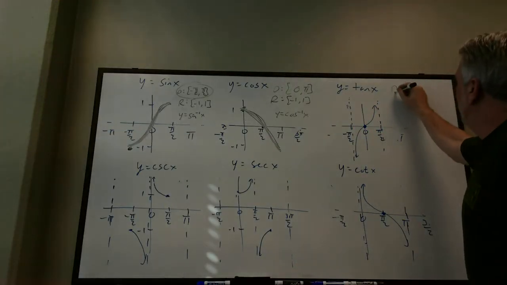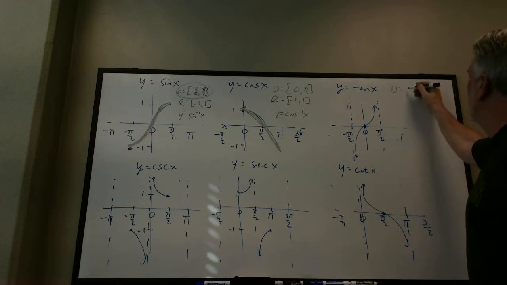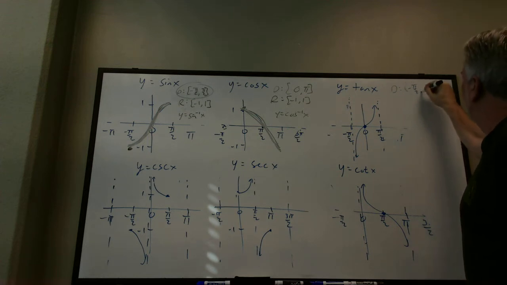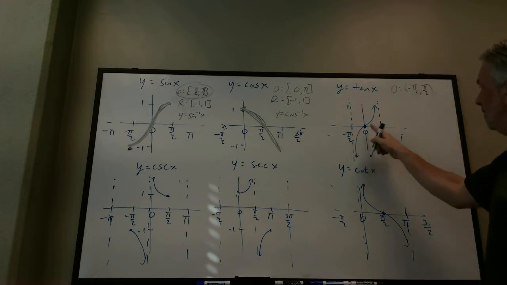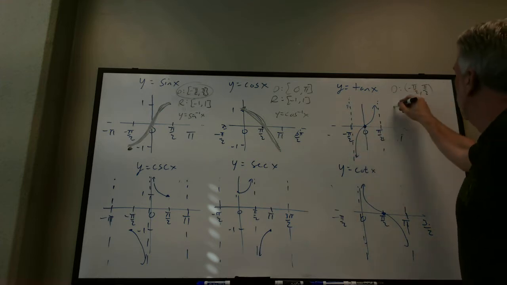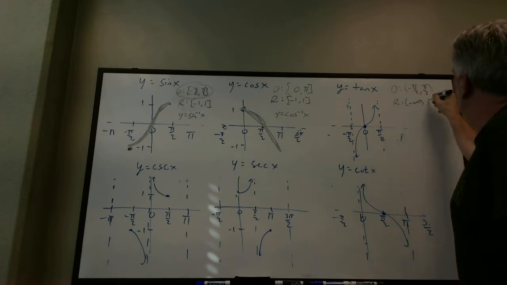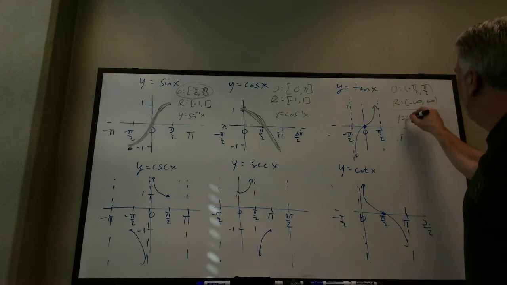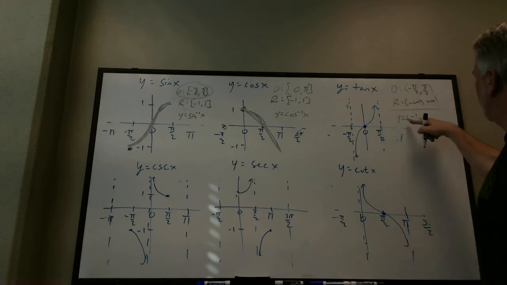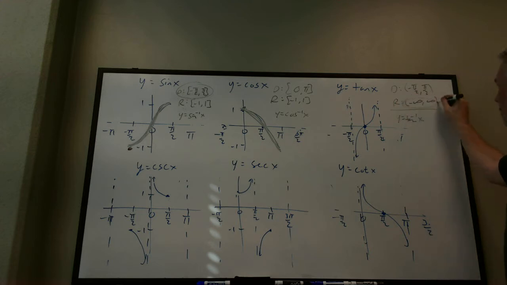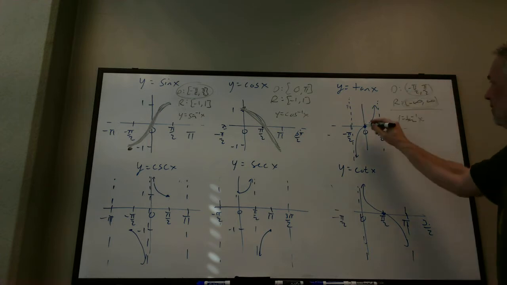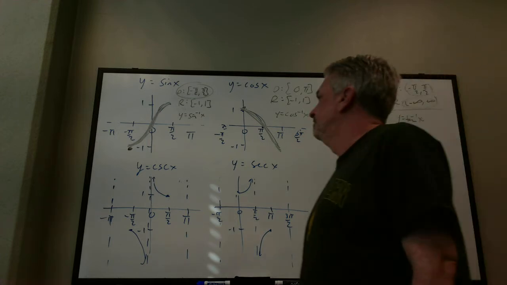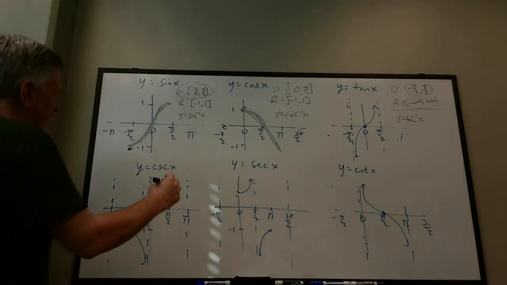So the domain of tangent here is -pi/2 to pi/2. Notice not including pi/2 and -pi/2. And what's the range? -infinity to infinity. So that's for the tangent graph. So when I do tangent inverse, I'm going to take tangent inverse of any number, and it's going to spit out an angle from -pi/2 to pi/2. Let me just do the same thing here.